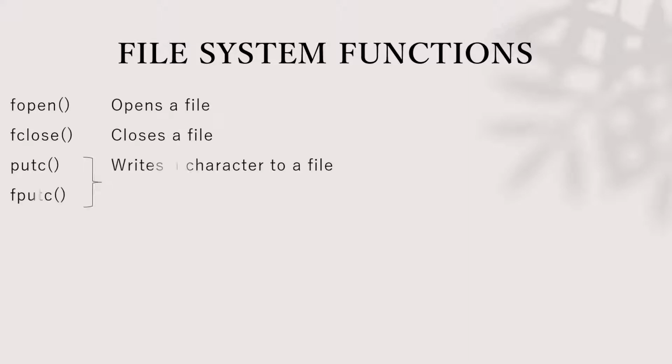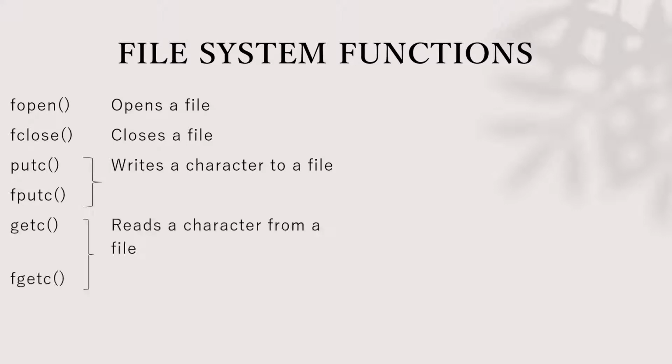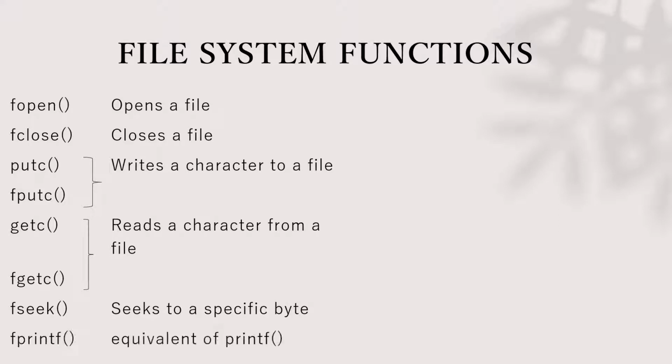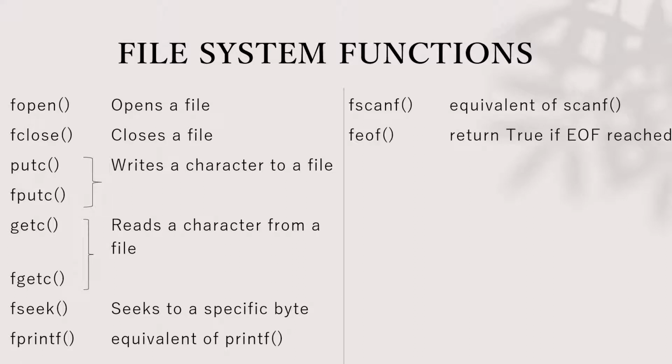Coming now to file system functions, or the file I/O system functions. fopen, fclose, putc and fputc, as you can see, write characters to a file. getc and fgetc read characters. fseek again is particular to random access and seeks to a specific byte. We have fprintf, which allows us to write formatted data to the disk, and fscanf allows us to read that formatted data from the disk.